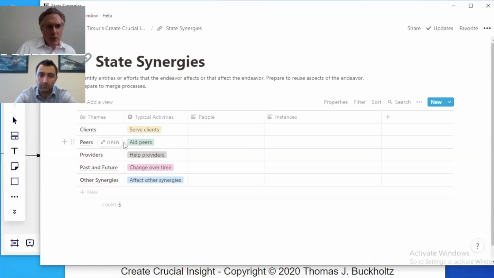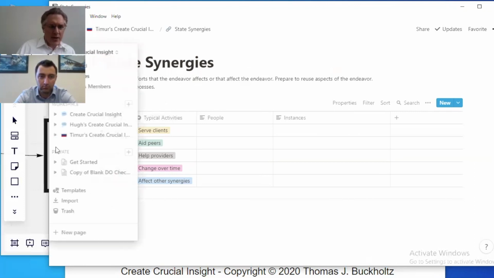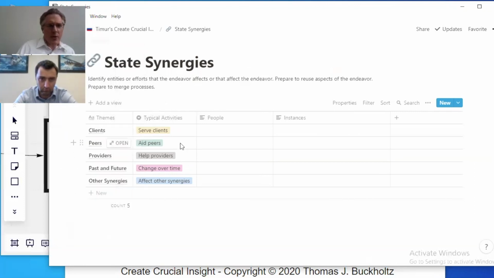When people talk about identifying entities or efforts that the endeavor might affect or that affect the endeavor, we need to think about all these things. We need to think about the clients and the peers. Peers are, for example, people that we work with in the same company, or other companies that we work with. Then also providers, who are people providing services, and we watch how this changes over time.